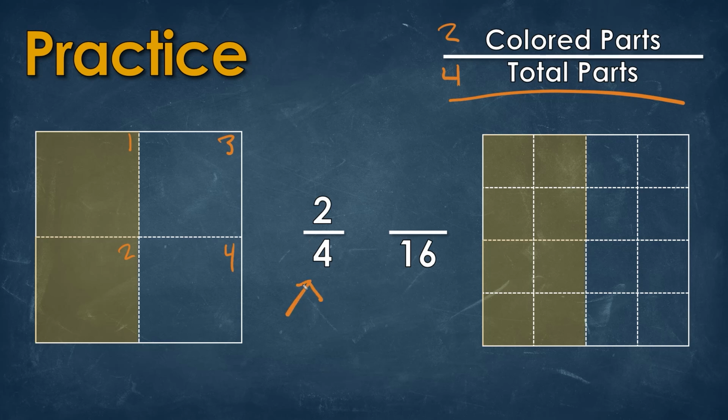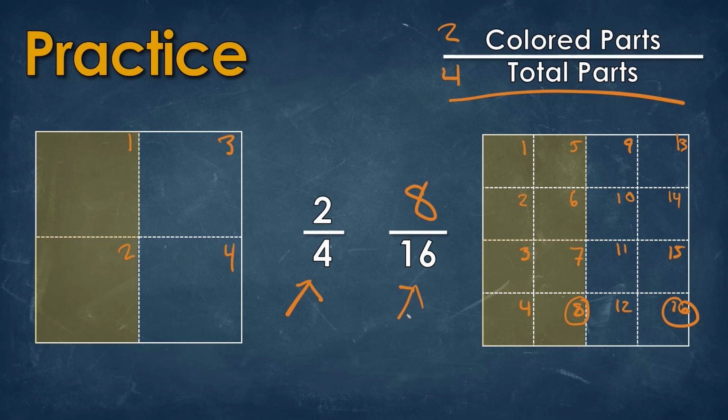Now, let's take a look at this one on the right side. We have 1, 2, 3, 4, 5, 6, 7, 8, 9, 10, 11, 12, 13, 14, 15, 16. Okay, we have a total of 8 sections that are going to be colored out of a total number of 16. We call this equivalent fractions.